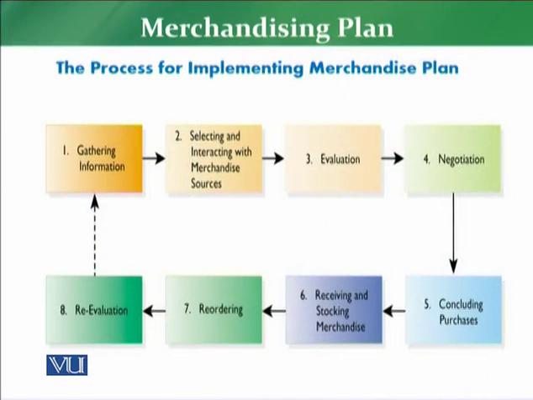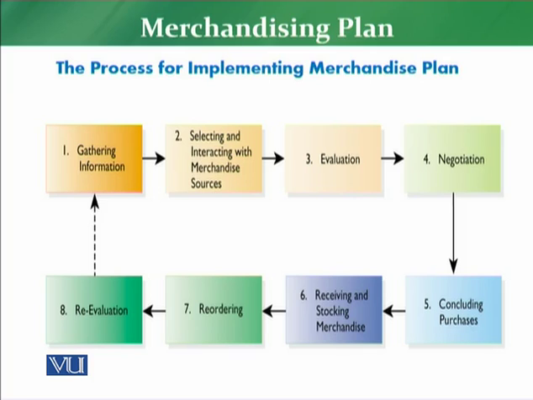So the process of implementing the merchandising plan has the first step, which is gathering the information. Before making any plan, the retailer has to gather some information, and after gathering it, he needs to select and interact with the merchandising sources. Moving to the third step, he will evaluate all these things. After evaluation, the stage of negotiation will come. So negotiation with the suppliers, for example, if it is XYZ product, you are going to negotiate with them.